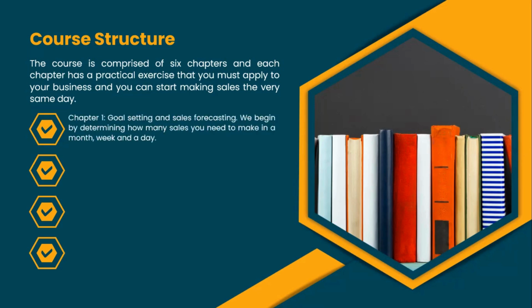And chapter 1 is all about goal setting and sales forecasting. We begin by determining how many sales you need to make in a month, in a week, and a day. So you'll come with a number that is your goal of how many sales you need to make every day, every week, and every month. And then we will keep checking against that goal.